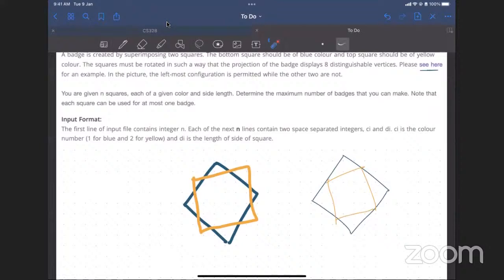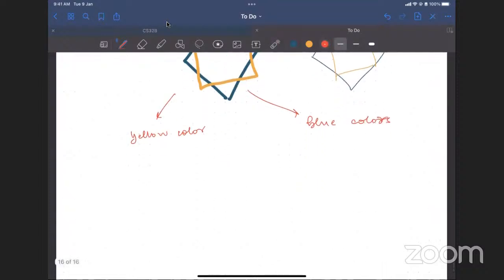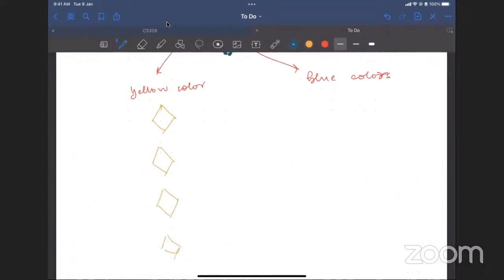And so what I'm proposing is that you can divide your whole set of badges. One side would be yellow color badges, and the other would be blue color badges. So you have some yellow color squares here, and some blue color squares here. Now the vertices are set.